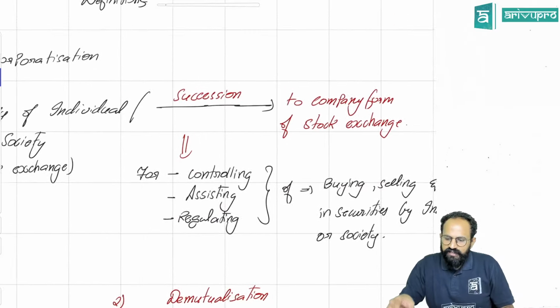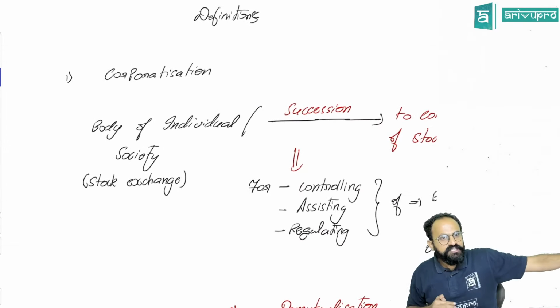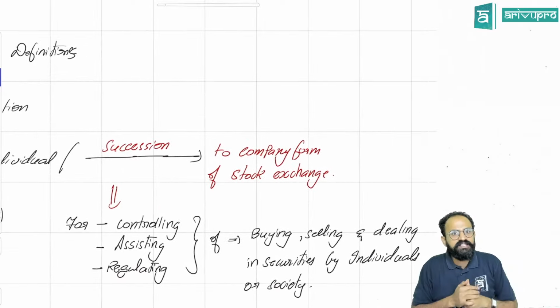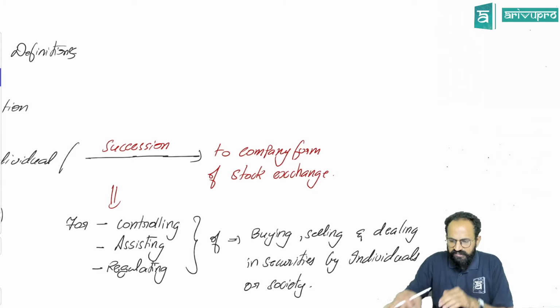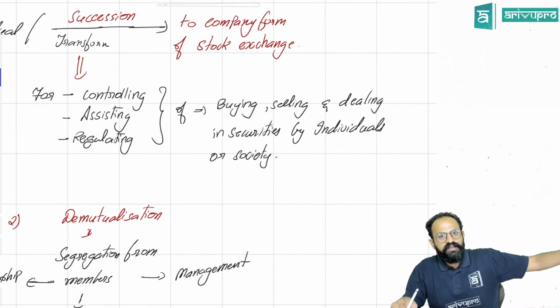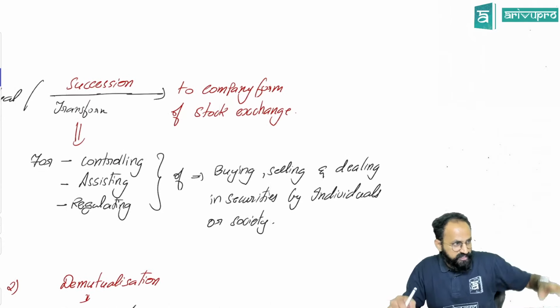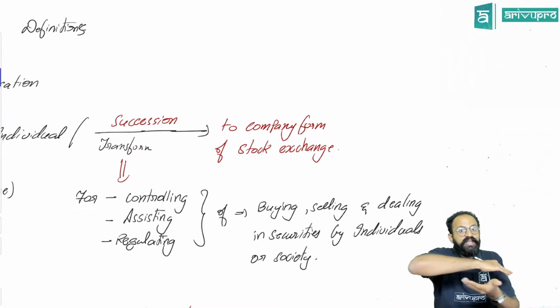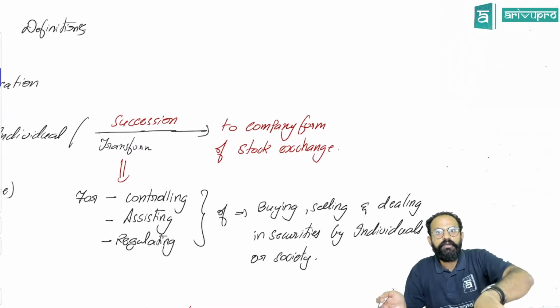What did we write? Body of individuals or society. That is what the Native Share and Stock Brokers Association was in 1855. Succession means they have to transform. Succession stands for transform, convert. To what? To a company form of stock exchange. So earlier it was a society form of stock exchange. They have to convert to a company form of stock exchange.